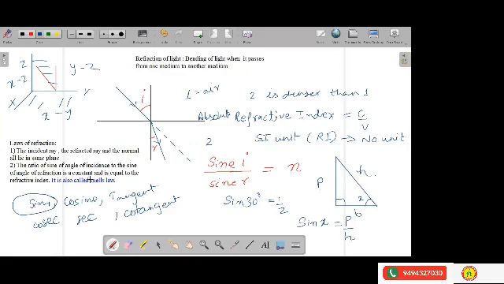So that is what is said here. You find the ratio of sine of angle of incidence and sine of angle of refraction, and divide both of them, so that you will get a value numerically equal to the refractive index of the material. Okay, understood this?